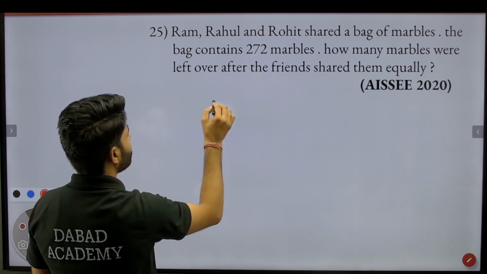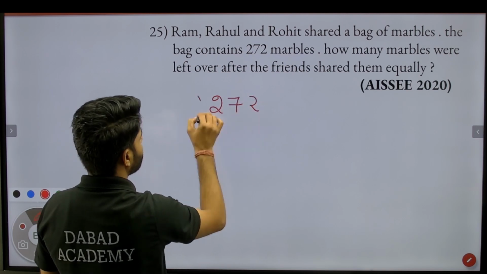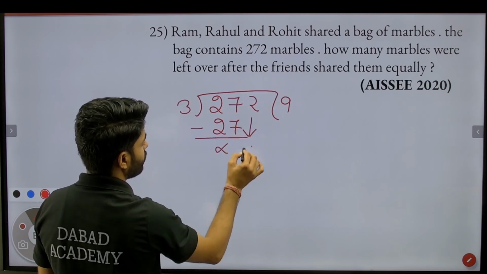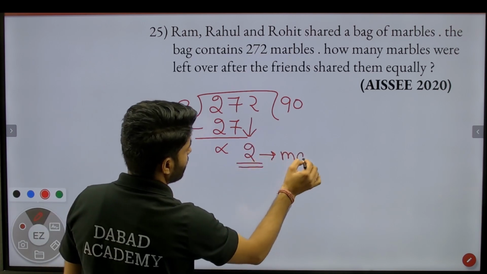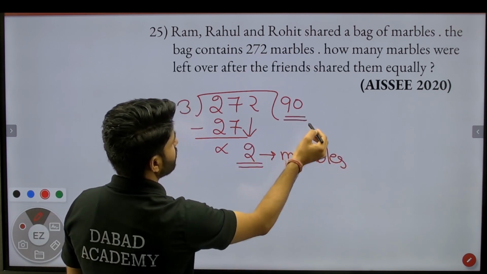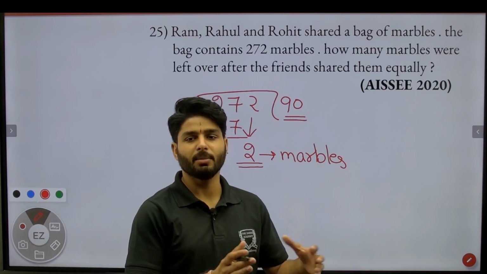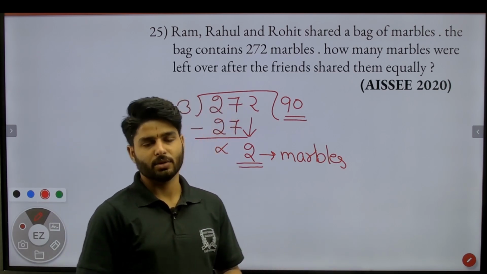So we have to divide the total marbles by 3, and 3 9s are 27. When we subtract it will be 0. When we take 2, how many marbles are left? 2 marbles are left, and तीनों को जो शेयर होगा that is 90, 90, 90. तो तीनों फ्रेंड को 90, 90 मिलेगा. Then 2 marbles are left. So the answer is 2.